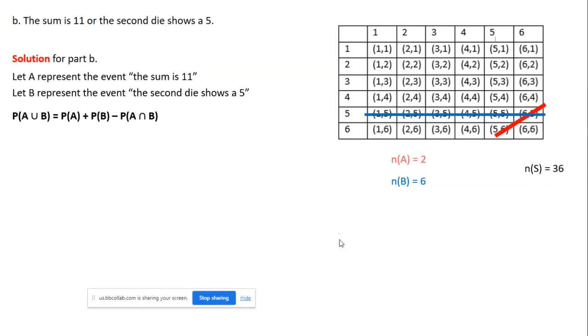So let's go ahead and put everything together, and you see that we will have one intersection. The 6 plus 5 is our intersection. So let's go ahead and put it in the formula.